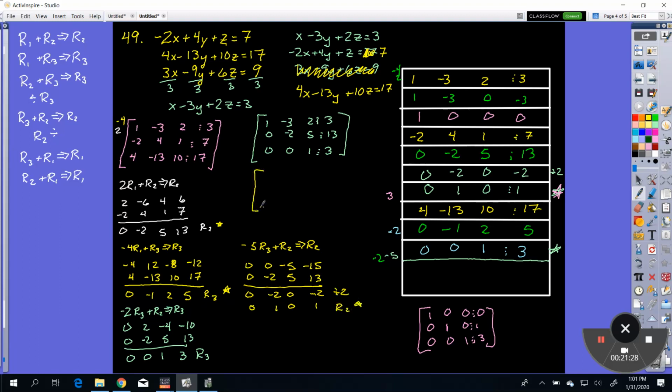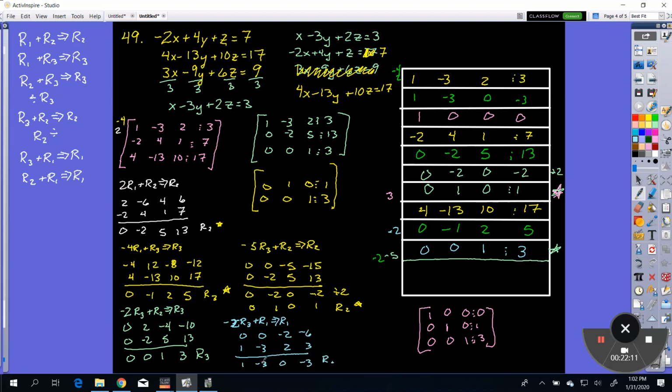So if I'm writing this out, row 3 is completed. It didn't change inside there. My new row 2 is now done. So now I just need to work on row 1. So I want this 2 to disappear. So to get that 2 to disappear, I multiply row 3 by negative 2. So negative 2 times row 3, add it to row 1, and it's going to make a new row 1. So that's 0, 0, negative 2, negative 6. Add that to row 1 is 1, negative 3, 2, 3. So that makes 1, negative 3, 0, negative 3. So that's my new row 1.